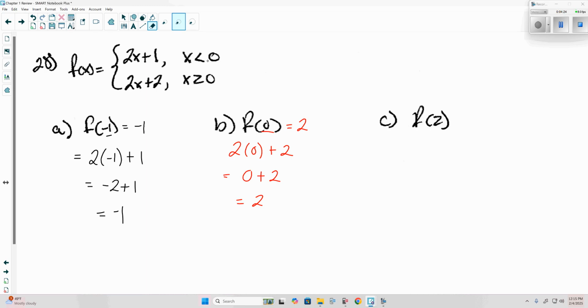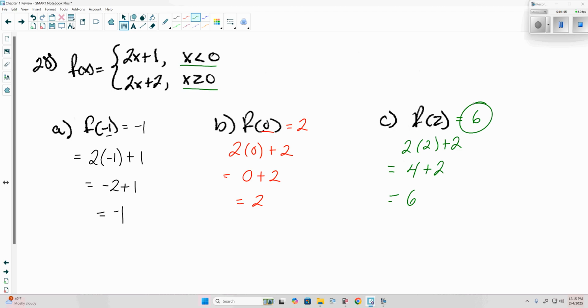Last one we have is f of 2. Now, is 2 less than 0 or greater than or equal to 0? So we're using the second equation. We'll have 2 times 2 plus 2. 2 times 2 is 4, and 4 plus 2 is 6.